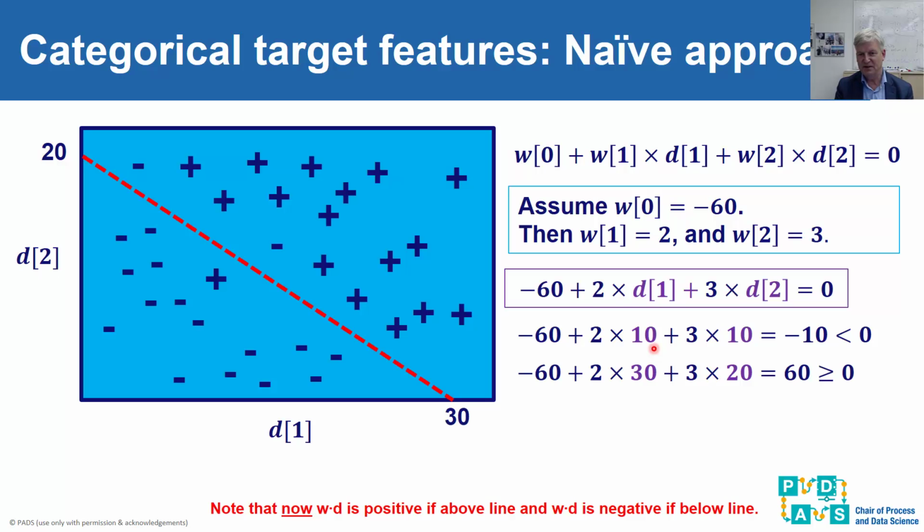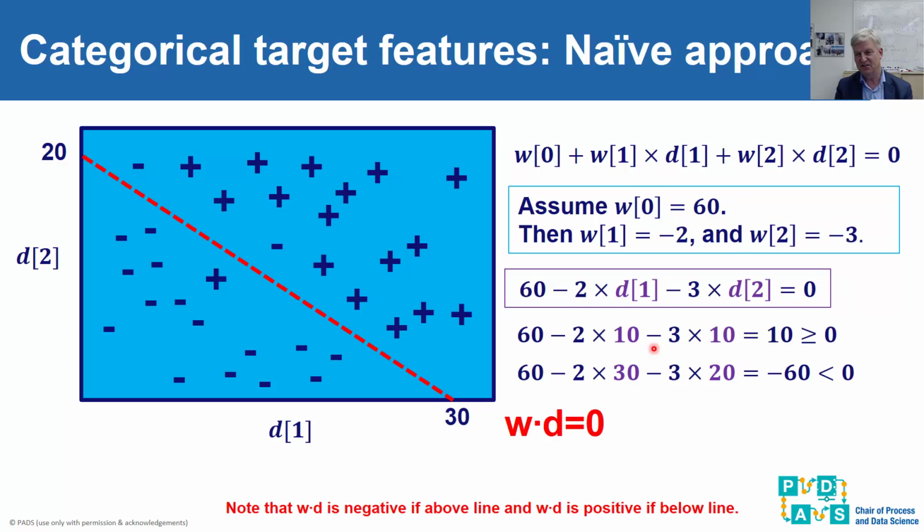The difference between these two slides, I should explain this very carefully. Here we have 60 minus 2 minus 3. Then I switch to the other side. So here you can clearly see that if we have 10, 10, that indeed leads to a value bigger than 0, and that indeed corresponds to minus. If we have 30, 30, we are here, and then this expression leads to minus 60. That's clearly above the line.